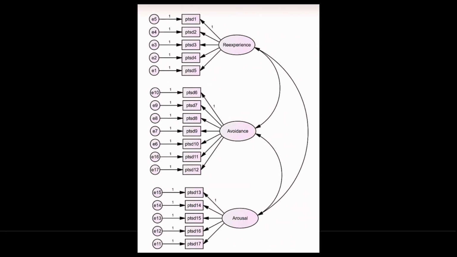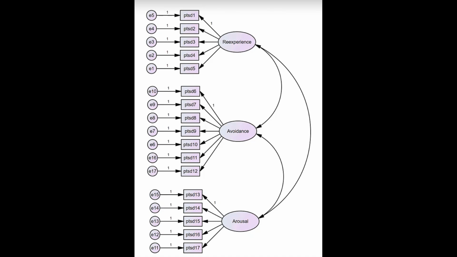Today we'll consider the 17-item PTSD scale. It is measured by 17 different questions on a 5-point Likert scale, and we hypothesize that these 17 items load onto 3 latent factors: re-experience, avoidance, and hyperarousal.